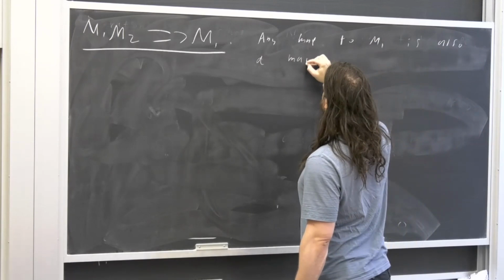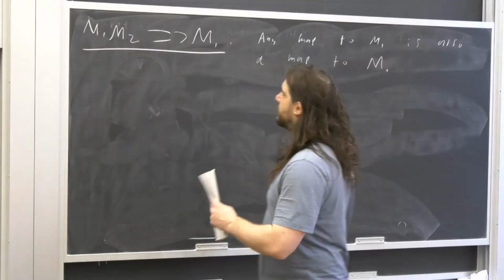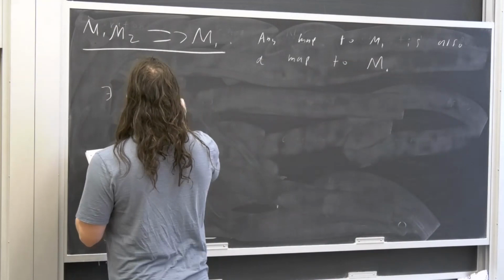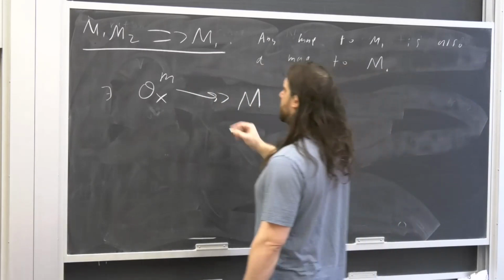So if you have a map from O_X to the M, its kernel is finite type, just by the property of M. So the only thing to prove here is that M1 itself is globally generated, that it's finite type. And here's how you do that. So there exists an O_X to the M which surjects onto M. And now let's call this phi.